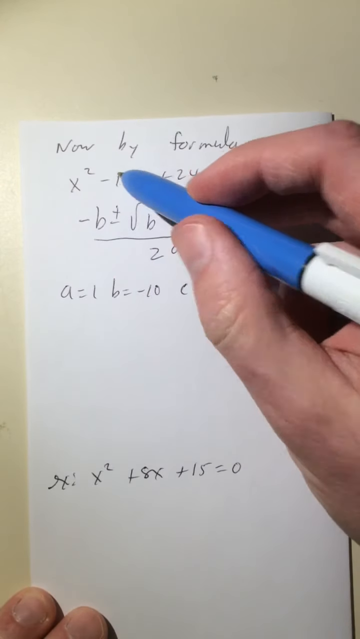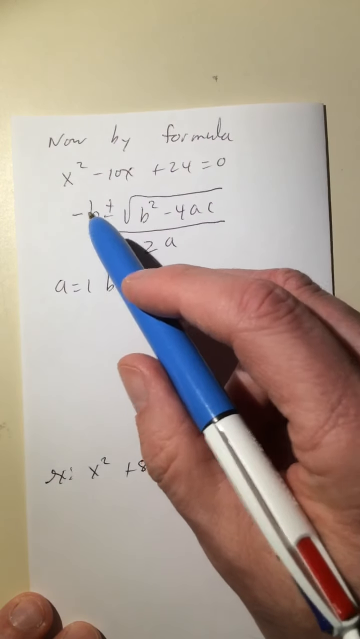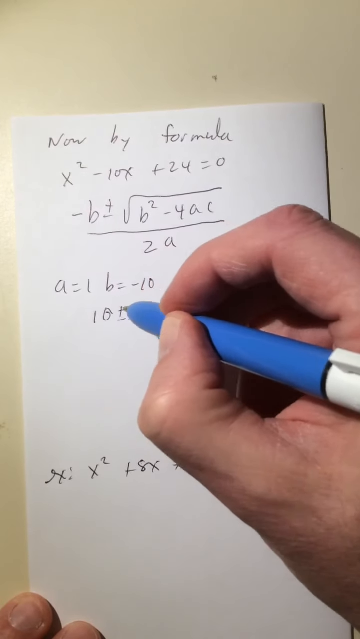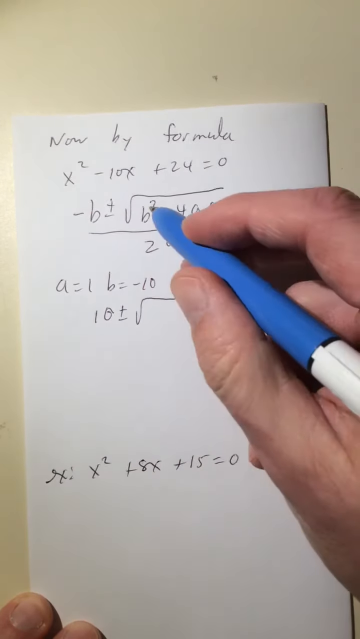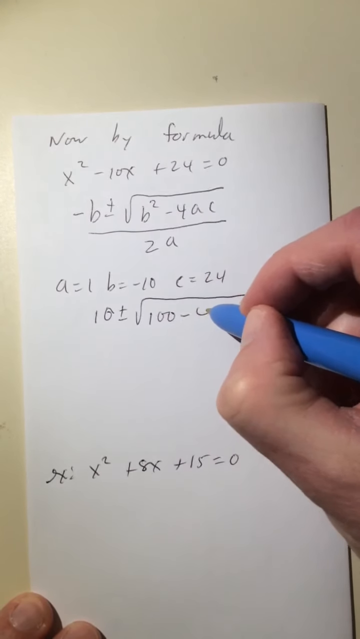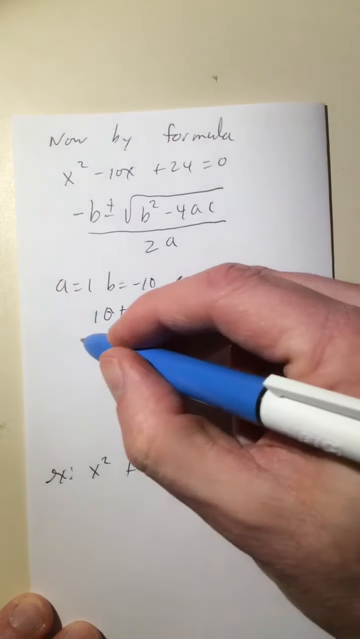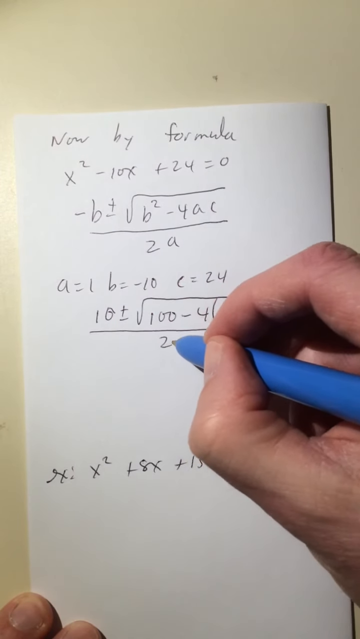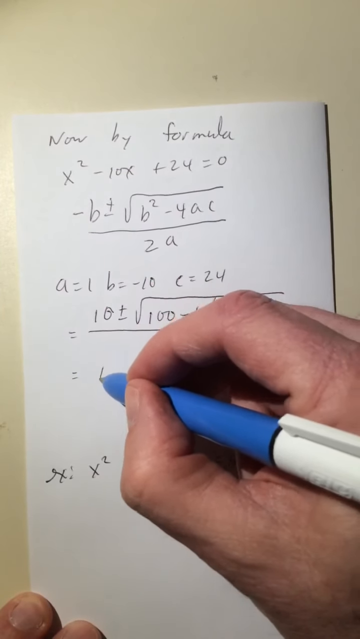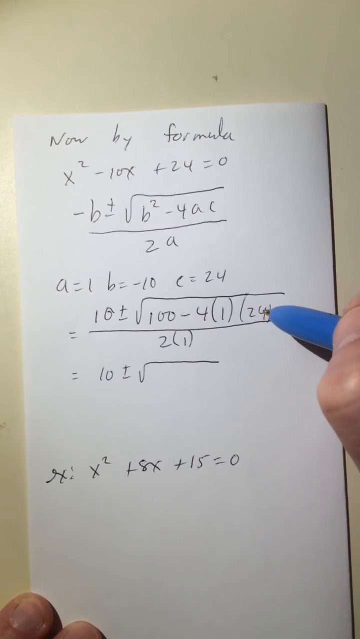1, negative 10, 24. Let me just plug those numbers right in. So we have negative b, but b is already negative, so we make it into a positive. So we get 10 plus or minus the square root of b squared, so negative 10 squared is 100, right? Negative 10 times negative 10, minus 4 times 1 times 24, over 2 times 1, which of course is just 2. So then we have 10 plus or minus the square root of 100 minus 4 times 1 times 24, which is 96.